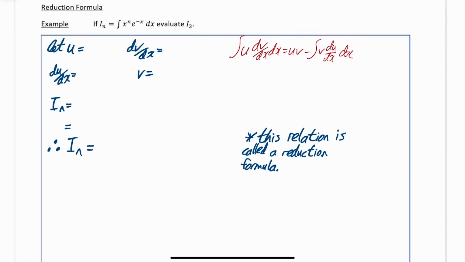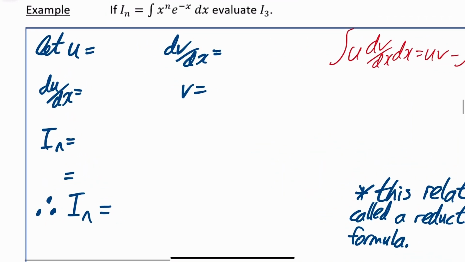Okay, this is our second reduction formula video. This example says if I_n is equal to the integral of x to the power of n e to the minus x, evaluate I3. So first of all, we're going to use our integration by parts to get started.